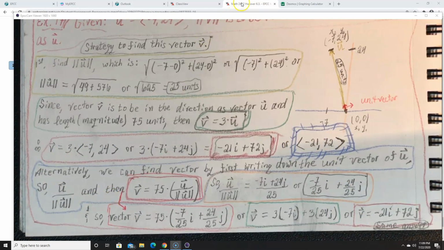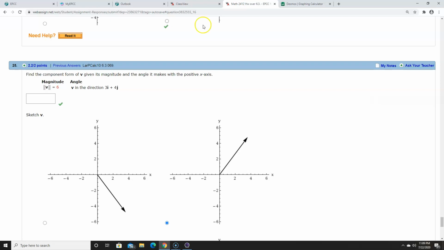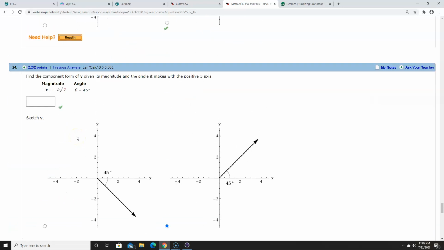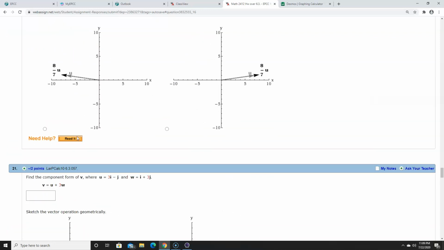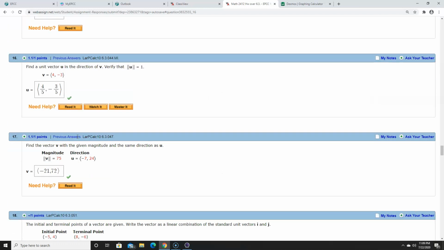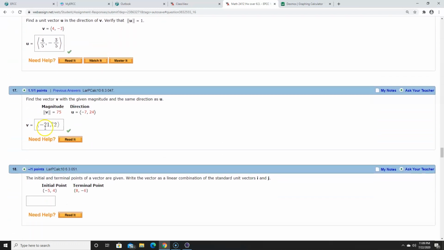Okay, so, where are we? We're right here. Negative 21, comma 72 is in component form, or we could have written it as negative 21i plus 72j. Either way. Okay, class, so I hope that makes sense.